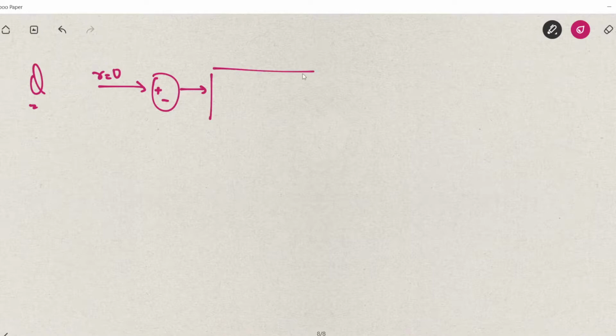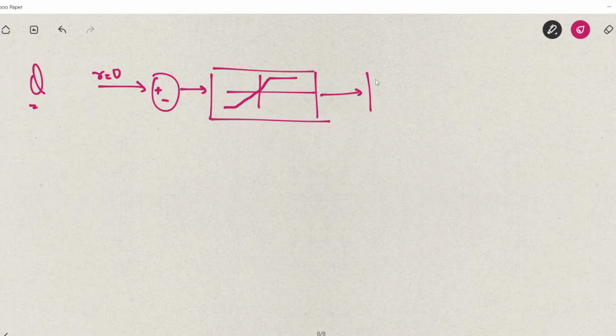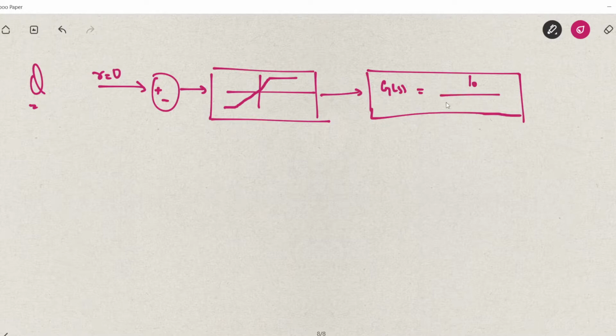Try to solve this problem. You have another system, find out whether the limit cycle exists for this system, and if it does, what is the frequency and what is the magnitude of the limit cycle oscillation. So you have a saturation here. And G(s) is equal to 10 divided by s plus 1, 0.5 s plus 1.